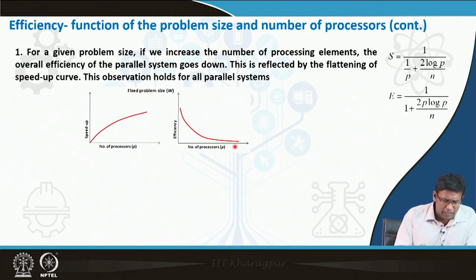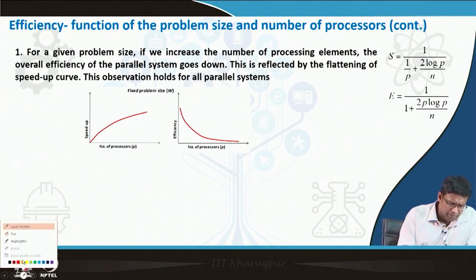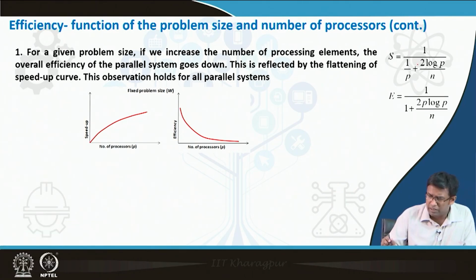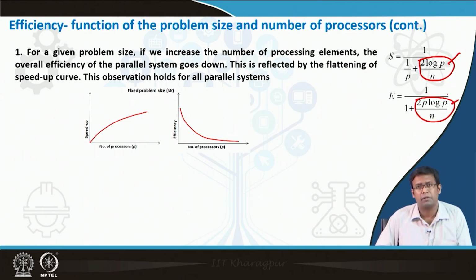So we can see that as the number of processors increases, these terms, 2 log p here and 2p log p here, increase, keeping the problem size fixed, and therefore efficiency falls down. Speed up does not necessarily fall down, but it slows down.